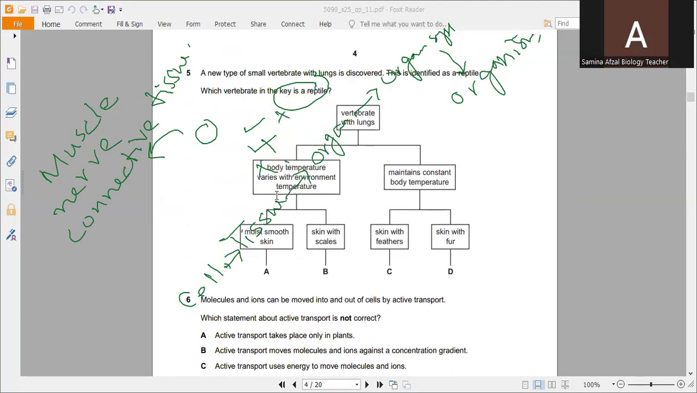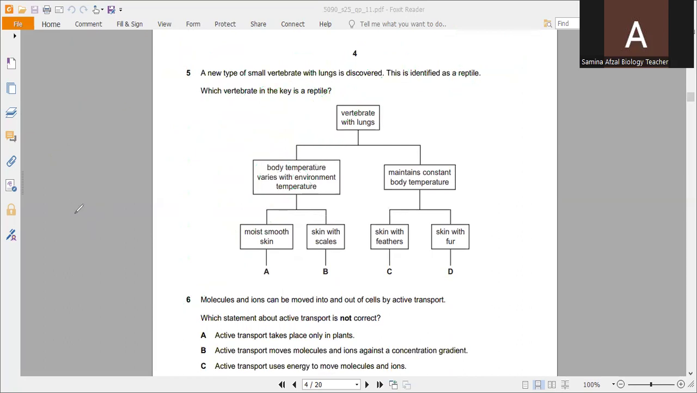Now question number 5. A new type of small vertebrate with lungs is discovered.